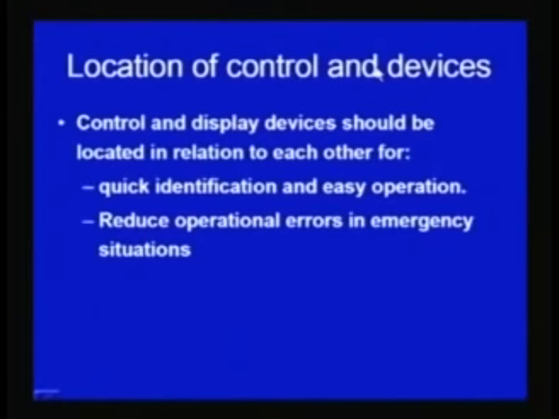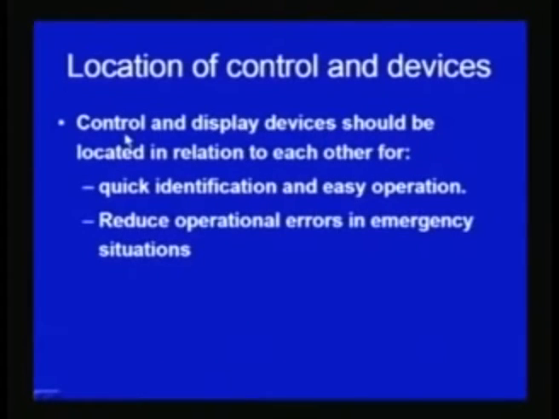Location of the control and display devices for effective utilization is very important, because if these have been located in such a way that either the operator cannot operate them effectively, or he is not able to see the kind of results being achieved through the display devices, then that indicates that the control and display devices have not been located properly.